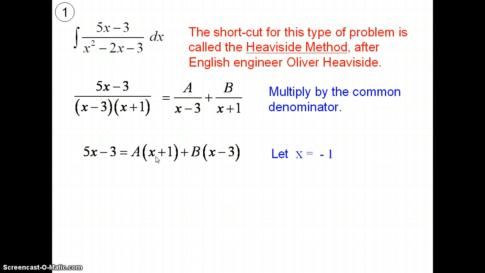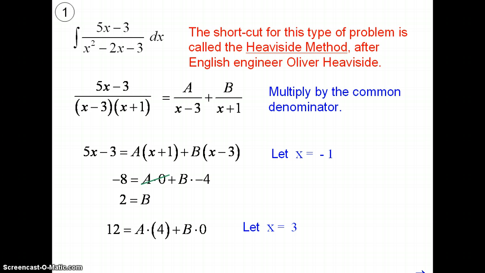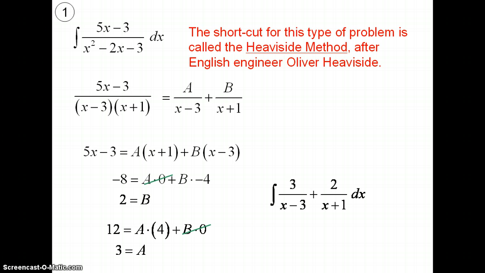If you choose -1, look what happens. The a goes away because -1 plus 1 is 0. And since the a goes away, you just get -4 times b is equal to 8, and we get b is 2. Now you could plug it back in and solve for a, but there's another convenient value. The other convenient value would be x equals 3. You plug 3 in for x, the b goes away, and you get a times 4 equals 12, and you get a equals 3. That's it. Then you rewrite the integrand, just like we did, and we have the answer.